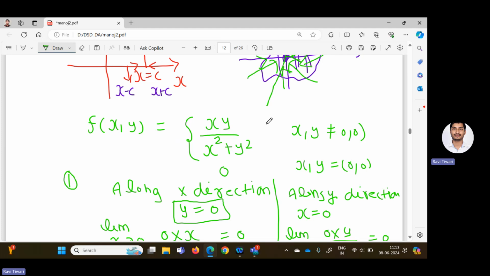So always in a question, if you are asked to prove that this function is discontinuous, then always you have to apply this kind of method. We can choose different limits. Next question.